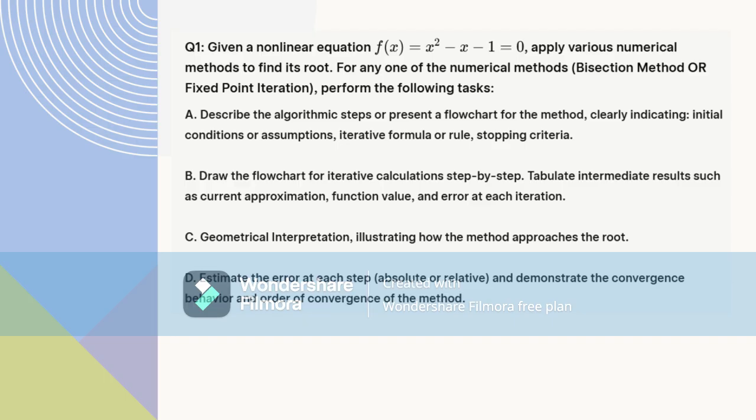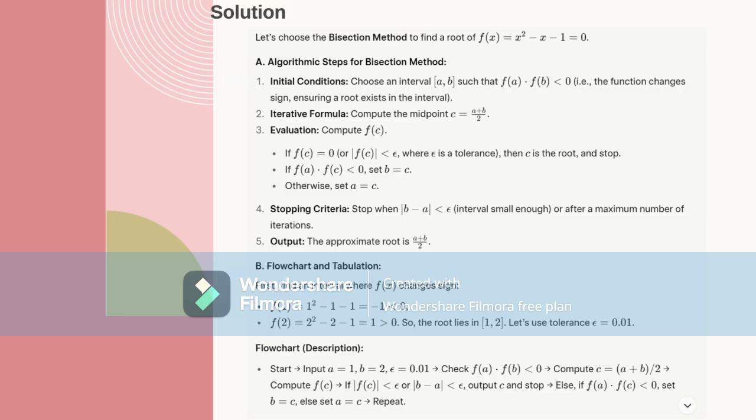Given a non-linear equation, f of x is equal to x square minus x minus 1 is equal to 0. Apply various numerical methods to find its root. Solution: bisection method to find the root of f of x is equal to x square minus x minus 1 is equal to 0. Algorithm steps for bisection method.